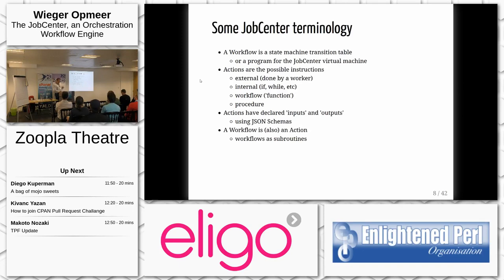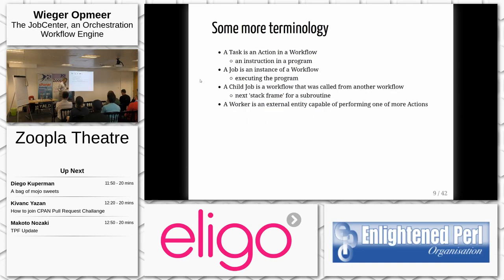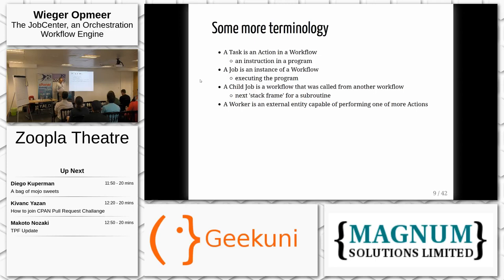And indeed, workflows as subroutines. A task is an action in a workflow or an instruction in a program. A job is an instance of the workflow, as in the actual creation of the program, the running program, so to speak. A child job is a workflow that was called from another workflow, as in actually a subroutine call.